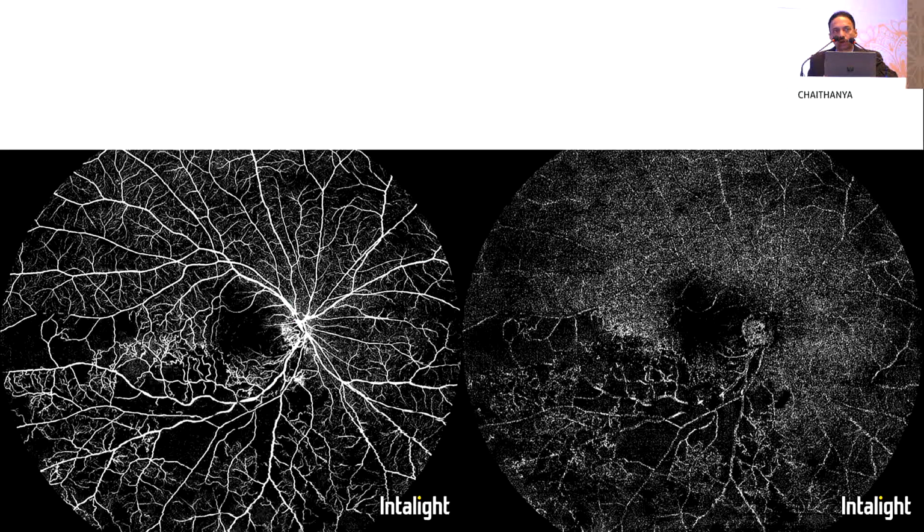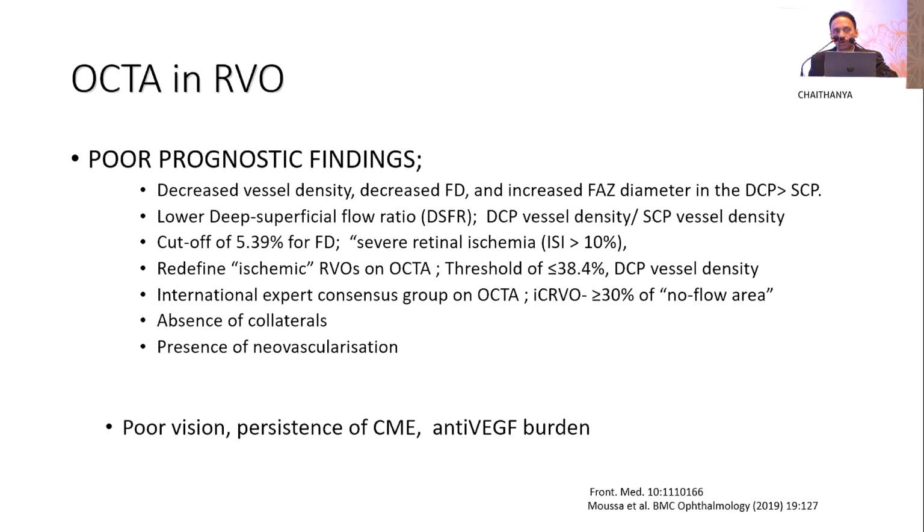Also now with the OCTA, we can look at the deep capillary plexus as against the superficial capillary plexus. Being a venous disorder, you would see more changes in the deep capillary plexus. And there are a lot of poor prognostic markers that have been described, like the ratio between the deep and the superficial plexus.